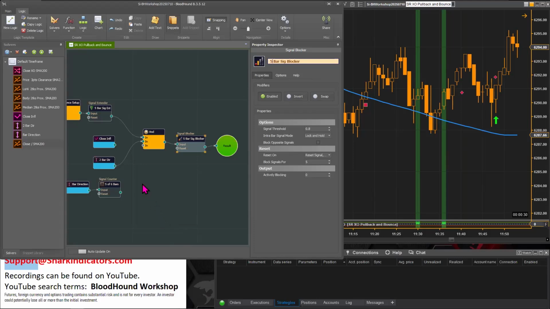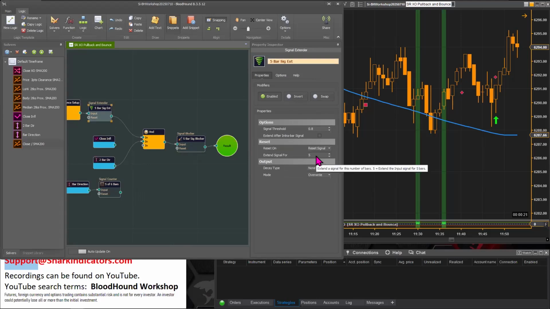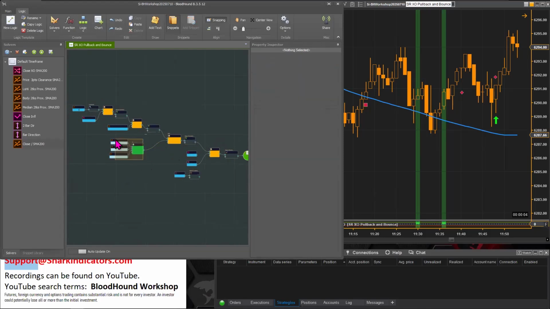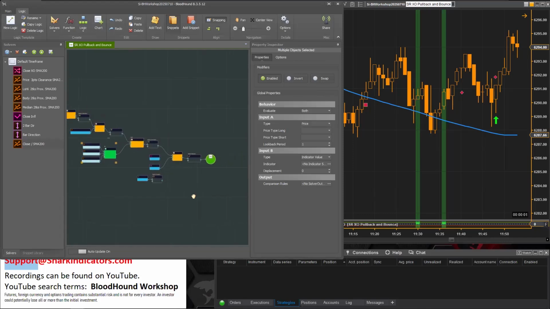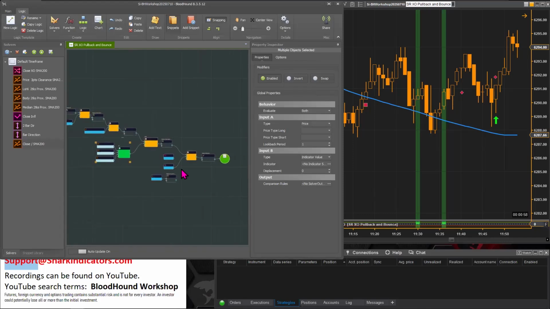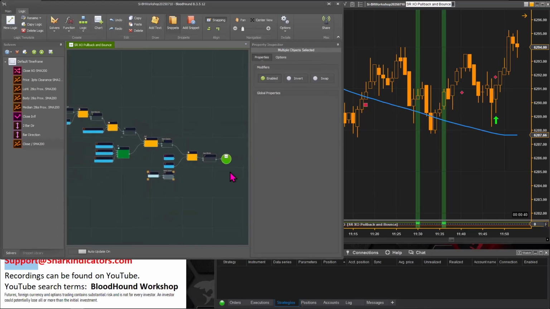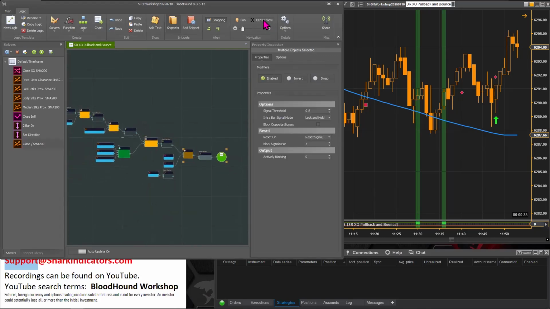As you can see, depending on exactly what kind of requirements you have, your signal extender will need a different number of bars to extend certain elements, or certain outputs, of your system, depending on exactly how you want to approach this. So I think we're approaching the end of this. All right, let's continue.